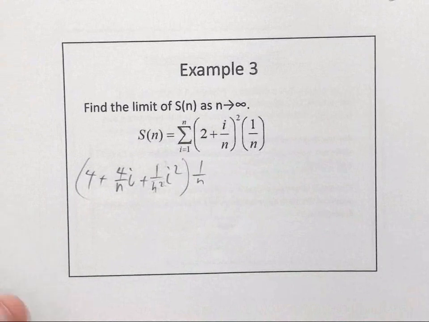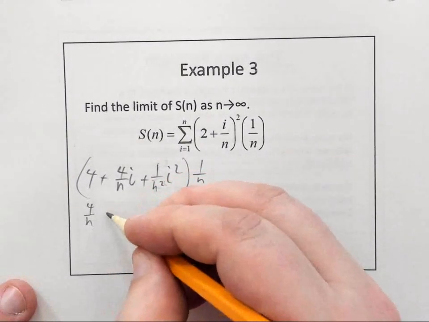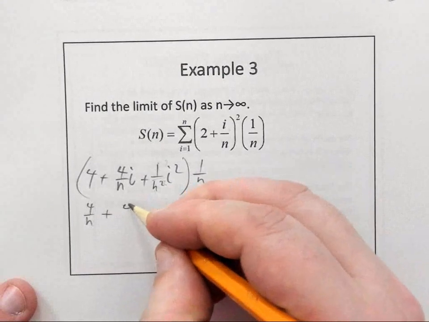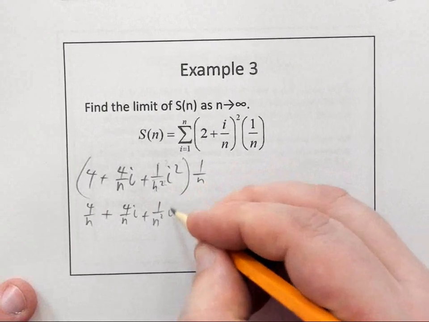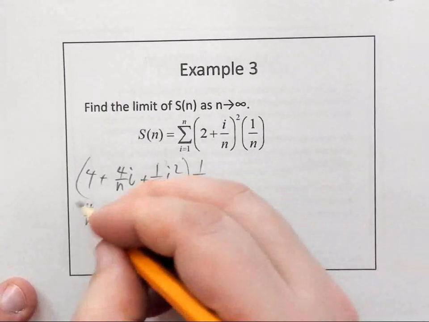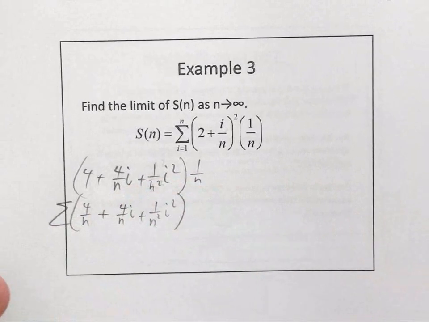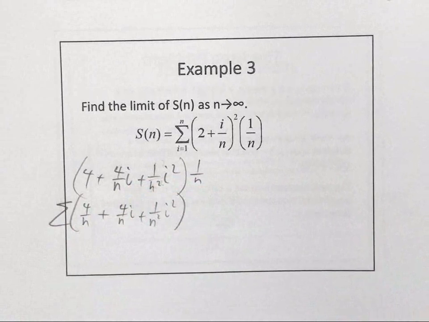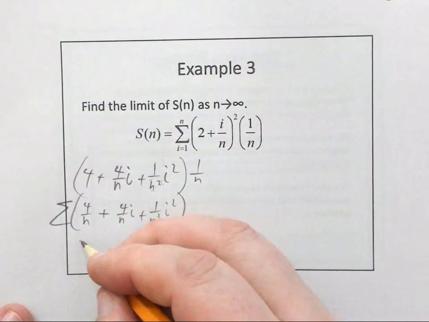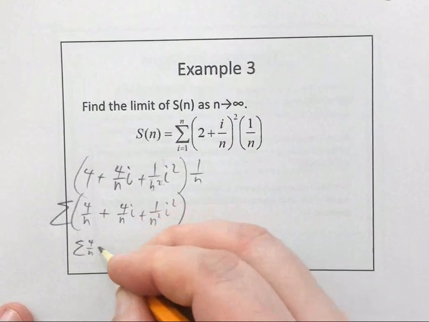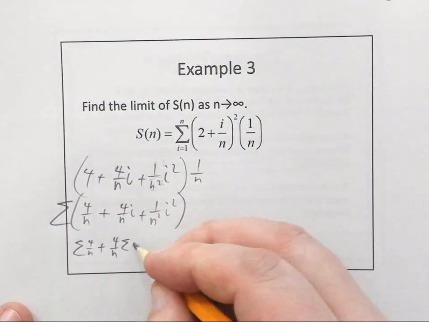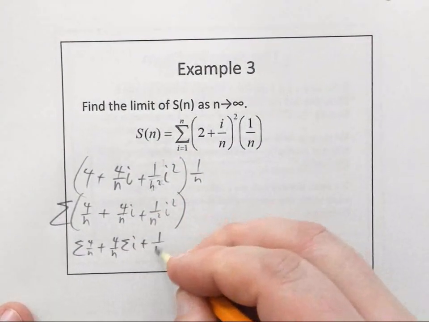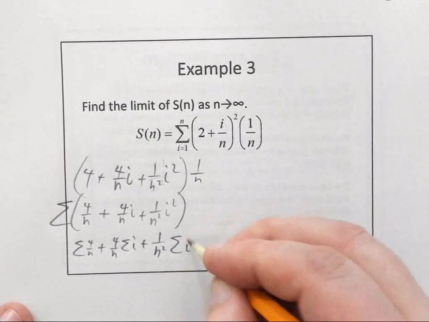So then I'm going to distribute through the 1 over n. So I get 4 over n plus 4 over n I plus 1 over n squared I squared. All of that is inside the sigma. But the nice thing is that sigma, you can separate it out, right? Into multiple summations. So I get sigma of 4 over n, and actually I'm going to move the constant out front here. So I have 4 over n times sigma I. I'm going to move the 1 over n squared out front, so sigma I squared.